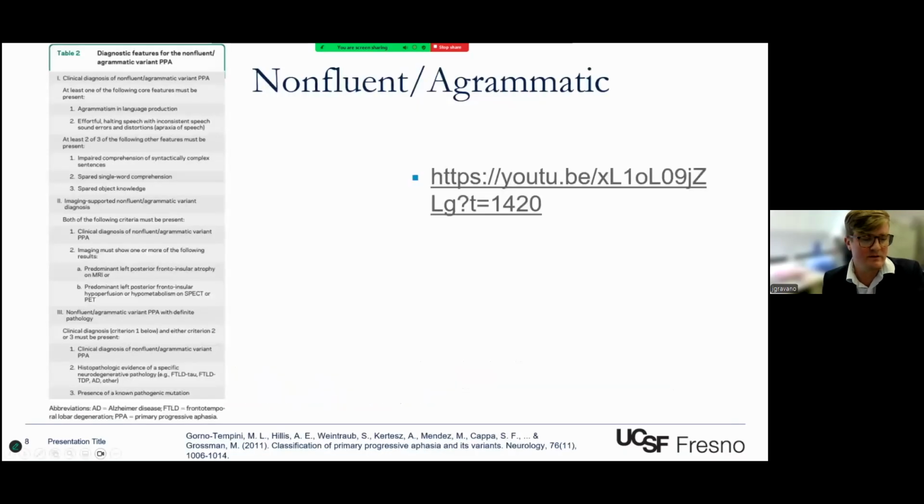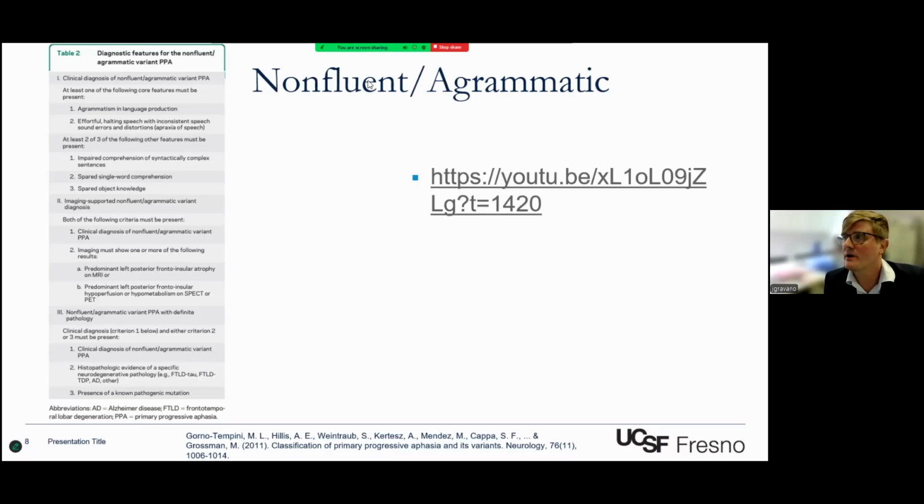So the clinical diagnostics are important. This is from Gorno-Tempini 2011's diagnostic framework for non-fluent, logopenic, and semantic variants. Again, this talk presumes that the learners have some semblance of familiarity with these topics. I will be using these primarily in the definition so that we can have some continuity in the talk.